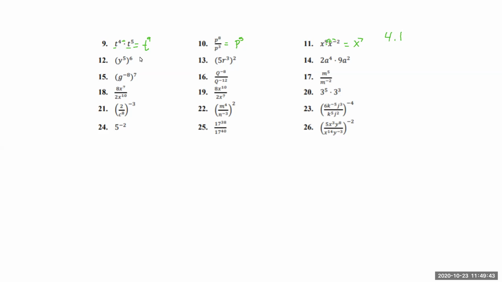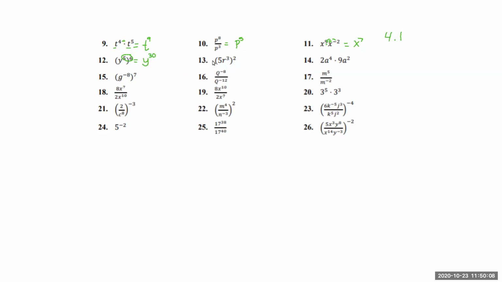Okay, then coming on over to number 12, we have y to the 5th, to the 6th. So whenever we have a parenthesis like this, all we have to do with the exponents to get our final answer is multiply them together. So we have y as our base, and then 5 times 6 is going to be 30.